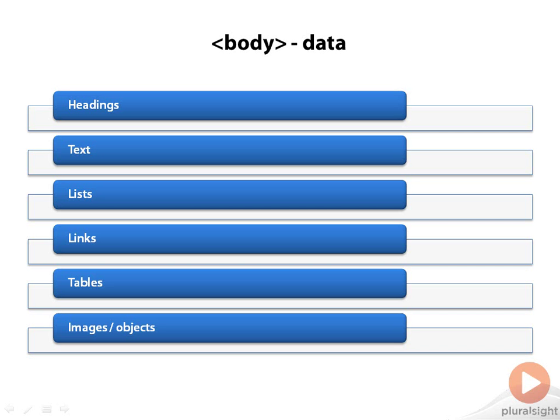over the course of this Pluralsight course. We're going to go into each of these different areas and look at headings and text. We're going to look at lists and links and tables and images and objects. So we'll talk about the various elements within HTML, how you can use them, how you shouldn't misuse them, and pull all these things together to create this HTML document.